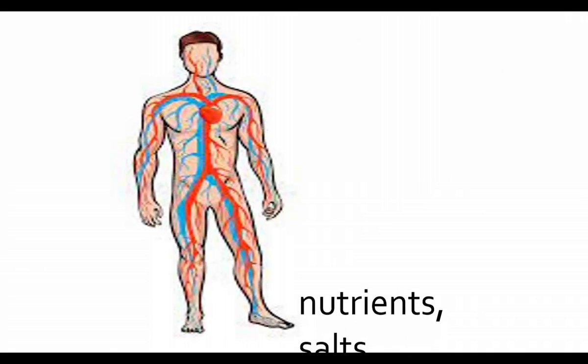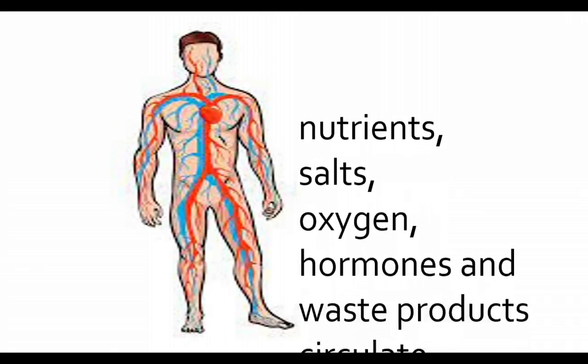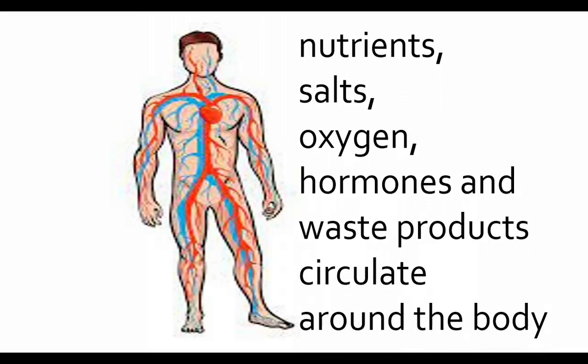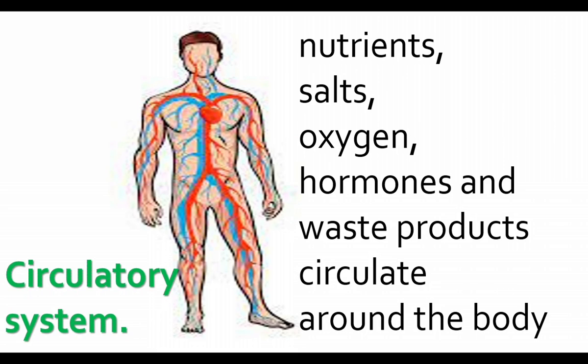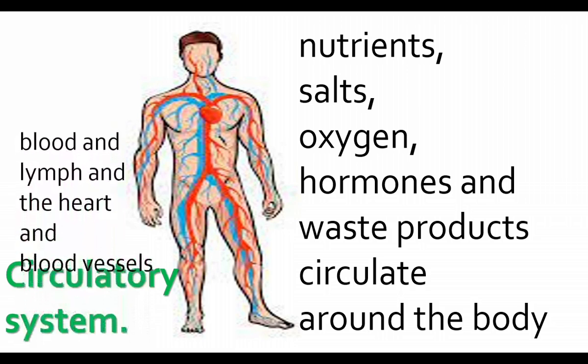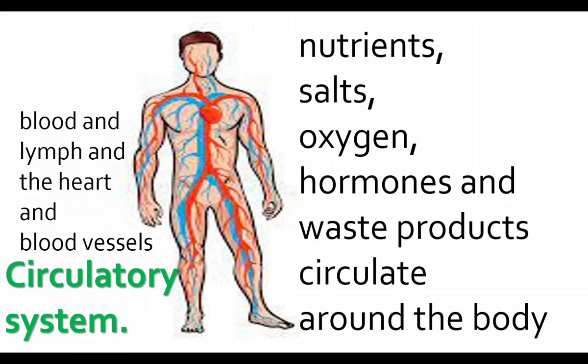In animals, substances like nutrients, salts, oxygen, hormones and waste products are circulated around the body by the circulatory system. The central part of the circulatory system is the heart. Blood vessels, lymph, the heart and blood are the components of the circulatory system. The circulatory system transports various substances in human beings and animals.